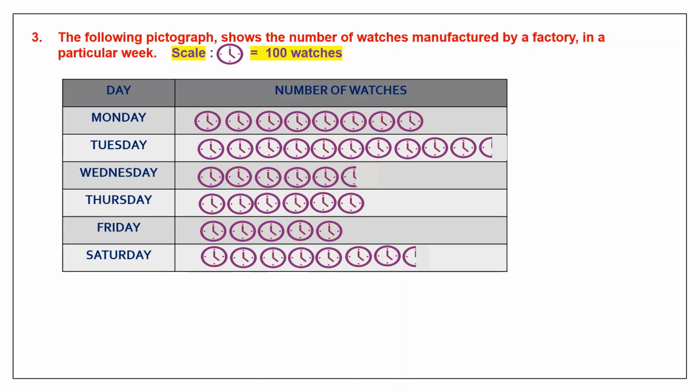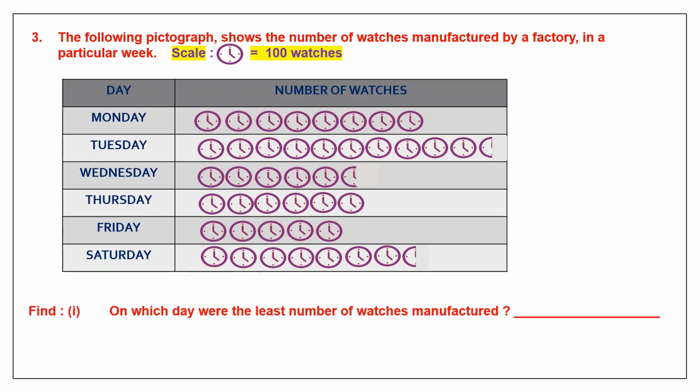Now, based on this pictograph, let's answer a few questions. Question 1. On which day were the least number of watches manufactured? Just by looking at the pictograph, you can see that it is on Friday. The least number of watches were manufactured on Friday. So that is our answer to the first question.